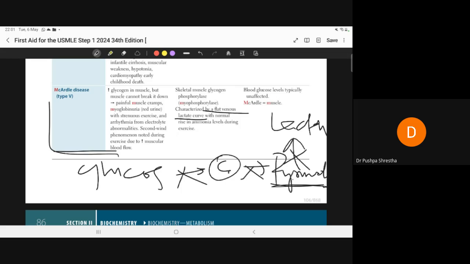Because why? We could not form lactate because we did not free up the glucose from the glycogen, since you had a deficiency of the enzyme glycogen myophosphorylase. The other thing is that your muscles then start degrading your proteins because they are not getting energy from glycogen, so your ammonia level increases. So that's all about McArdle's disease. And one more point, blood glucose is unaffected, because why would it be affected? It's only a muscle problem, not a generalized blood problem.